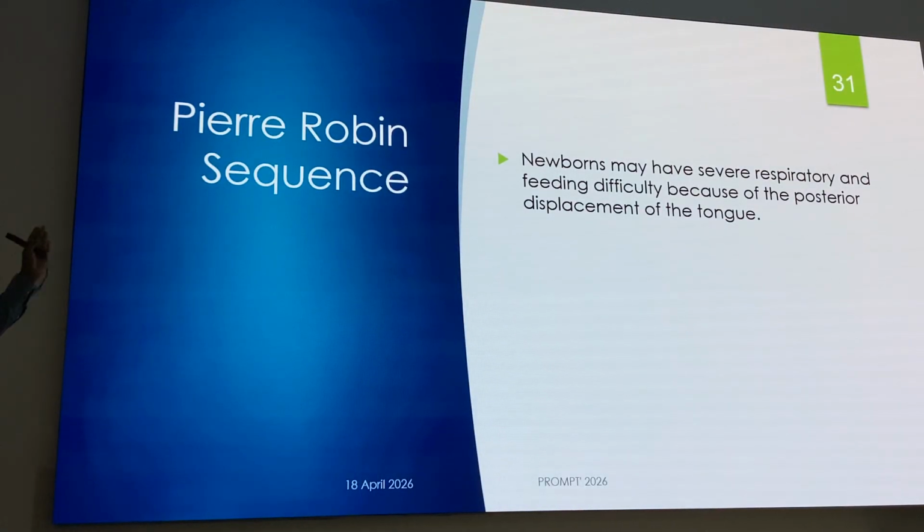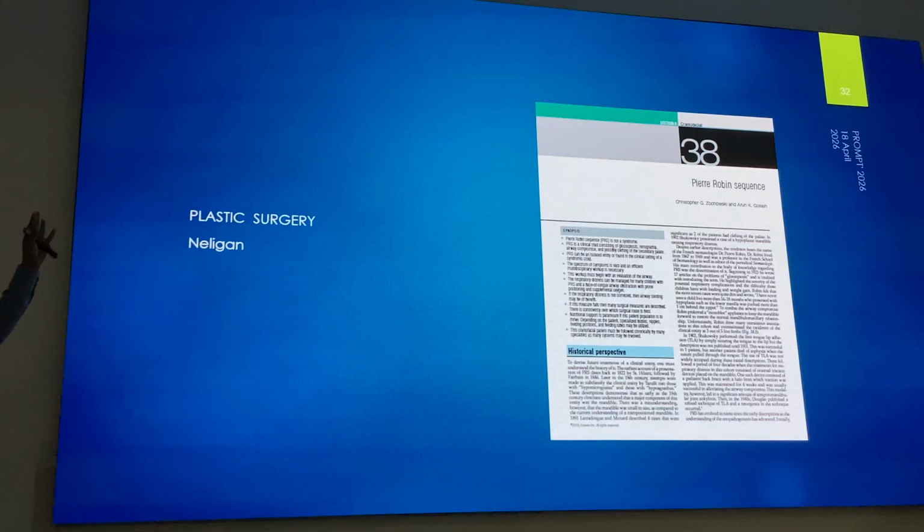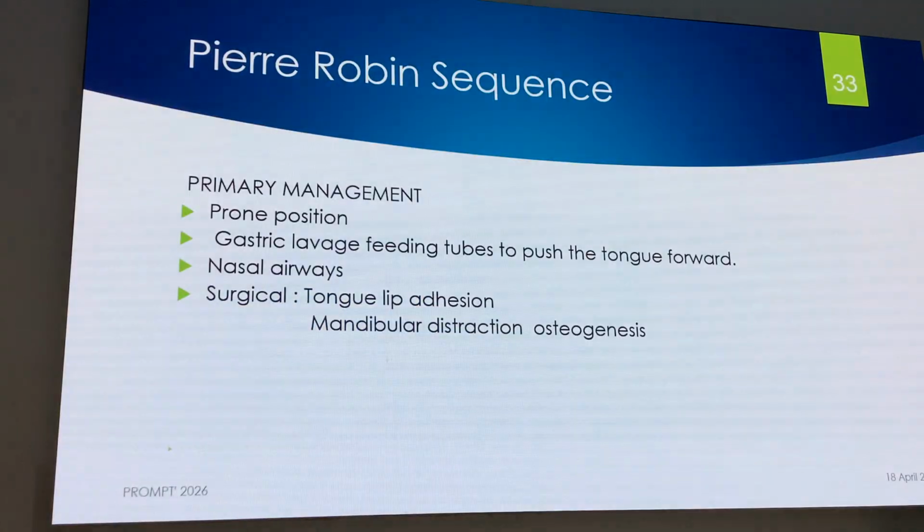Now, the main problem is that newborns may have severe respiratory distress and feeding difficulty with the posterior displacement of the tongue. And this is a very nice chapter. If you have seen Neligan's, this is the textbook of plastic surgery. Neligan's textbook of plastic surgery, I think it's currently in the 4th edition. You can see all the chapters, they are very good. This one is a particularly good chapter which you can understand properly. It is detailed, but you can scan through and get the gist of it.